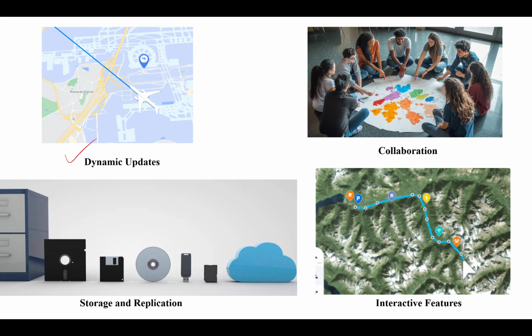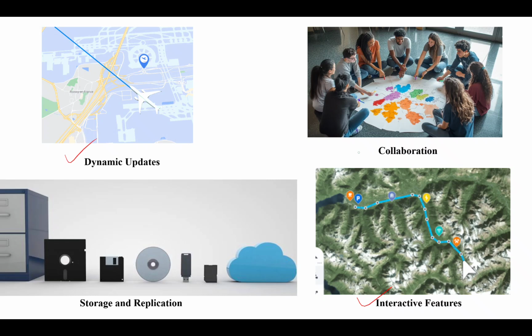Next point is interactive features. Interactive features is basically where we are using things like zooming in, zooming out. We can do a lot of things on the map. I can click on any place and I can get a lot of information about that particular area. So that is an interactive feature.